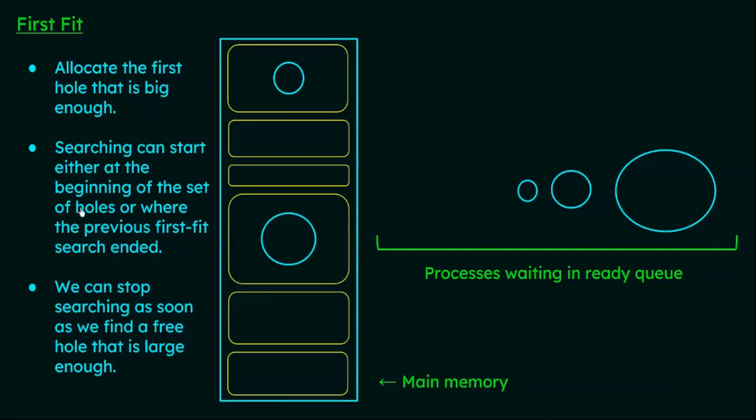So let's say that we are going to start from the beginning of the set. So we are starting from the beginning here again. Now if you start from the beginning, this is occupied. This is the next free one that we have. Can this process be accommodated in this free one? Yes, definitely it can be. So we accommodate this process into this partition over here.